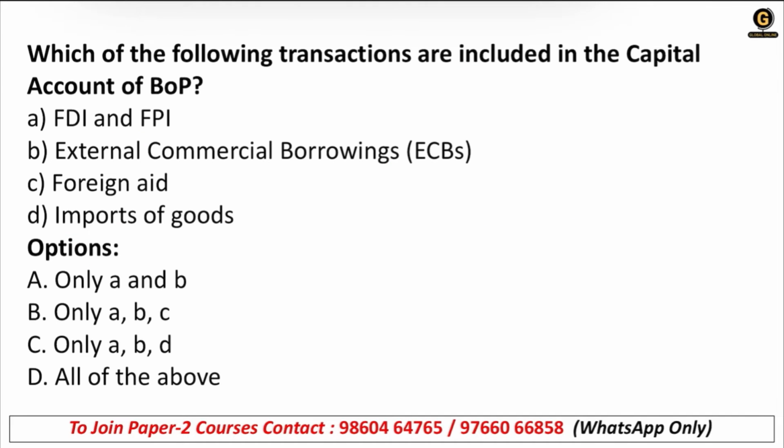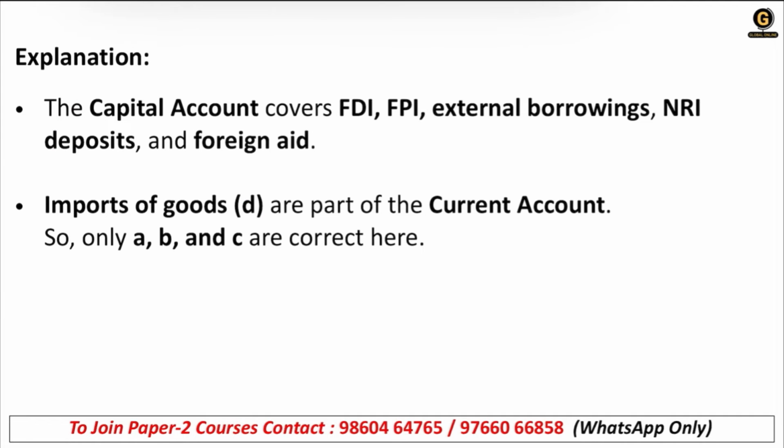Okay, next. Which of the following transactions are included in the capital account of BOP? FDI, FPI, ECBs, foreign aid, imports of goods. The right answer is option B. That means A, B, C, not D. See, the capital account covers FDI, FPI, external borrowings, NRI deposits, and foreign aid. Imports of goods are a part of the current account, right? So only A, B, C are correct here.